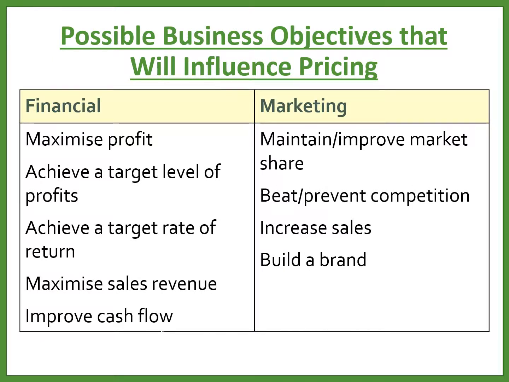So a few objectives that will influence your pricing. If you're looking at the financial side, then objectives such as maximising your profit, achieving a target level of profits, like 10%, 50%, achieving a target rate of return, maximising your sales revenue, or improving your cash flow are all financial objectives that will then affect how you price your product.